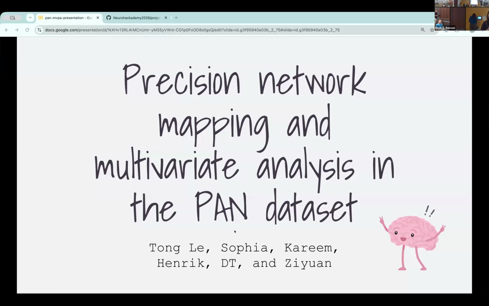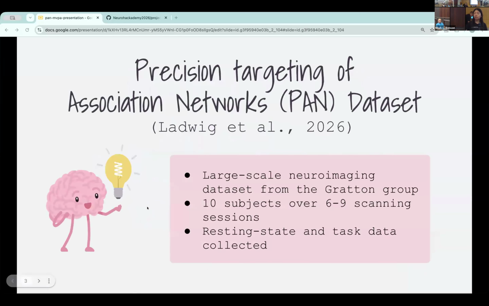So our group worked on precision network mapping and multivariate analysis in the PAM dataset. I know some of us are familiar with that dataset, but just a quick reminder that the precision targeting of association networks dataset is a large-scale precision fMRI dataset from the Gratton lab that uses individualized functional network mapping to study variation in human brain organization and cognition. And our group specifically was interested in memory.